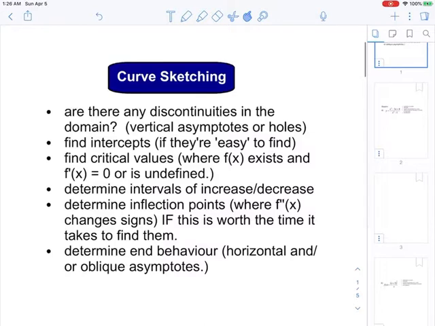Okay, so this lesson is on curve sketching, and you'll see that there is a whole list of things that you need to be concerned with. I'll let you read those. I'm just going to go ahead and do an example, and then you'll see that I have all of these things completed when we're done. Okay?